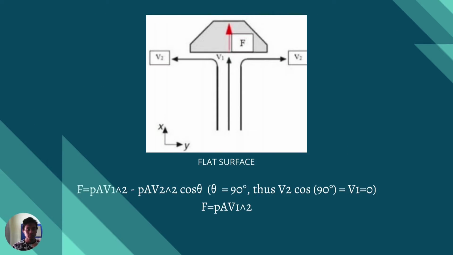So in this experiment, there are two surfaces. The first one is the flat surface. For the flat surface, the equation is F is equal to rho AV1 squared minus rho AV2 squared cos theta. Theta is 90 degrees. So when we use the calculator, we will get V2 equal to 0. Therefore, for this equation, we get F is equal to rho AV squared.